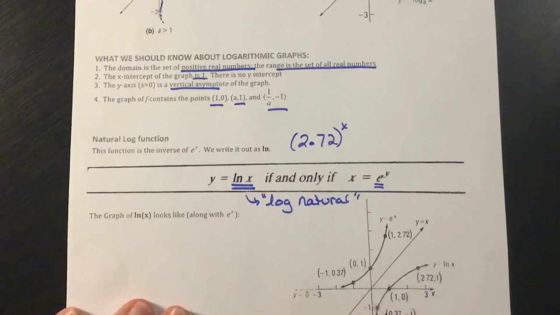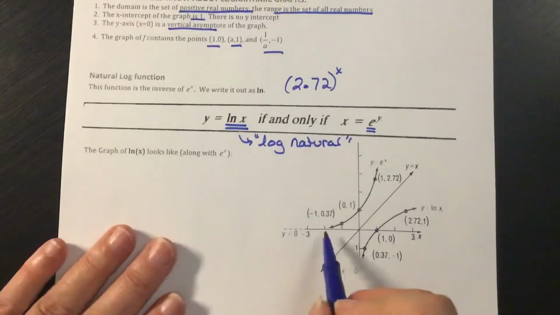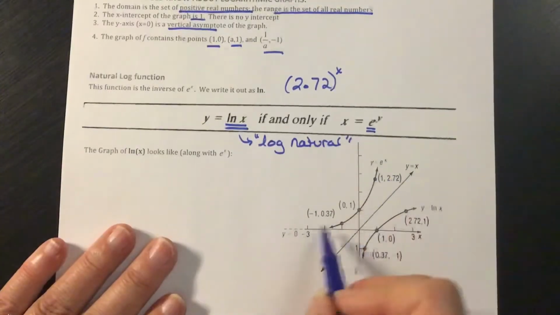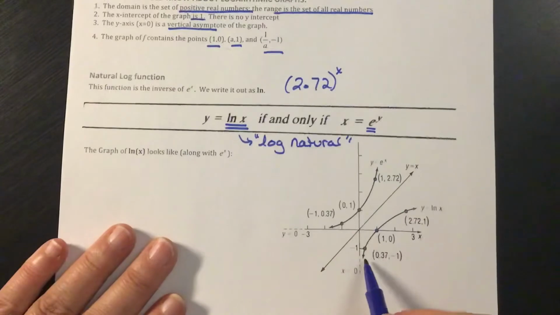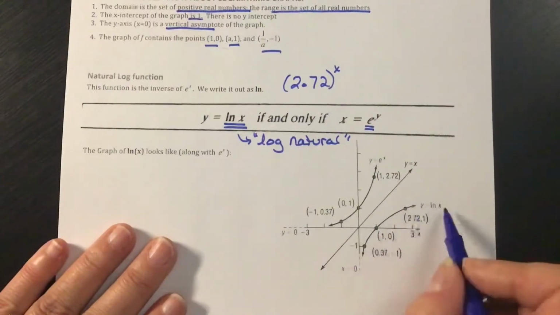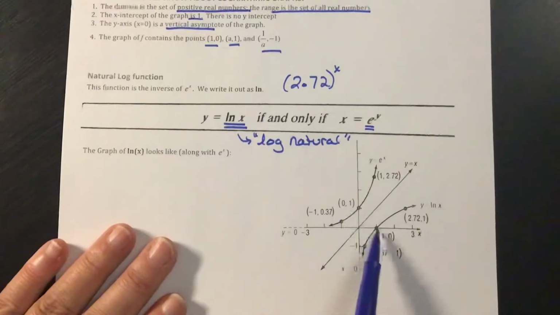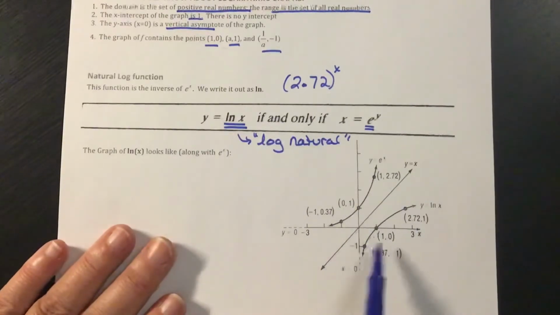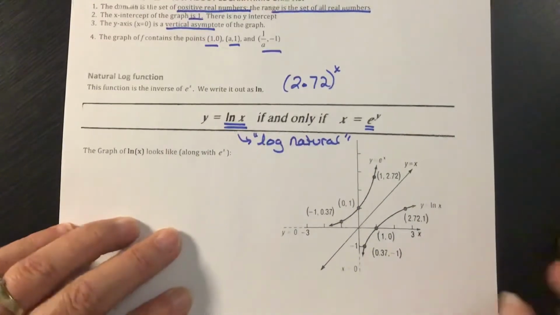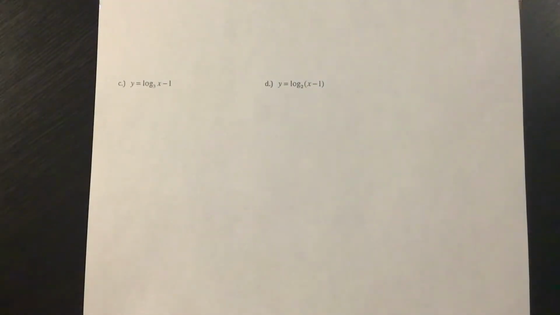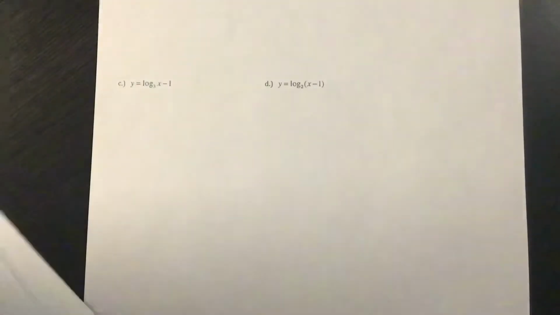All right, and this is just the graph down here of e to the x power, and the inverse, the natural log function, down here. And remember, we're just changing the x and y values on these. All right, so now let's graph some logarithmic functions.